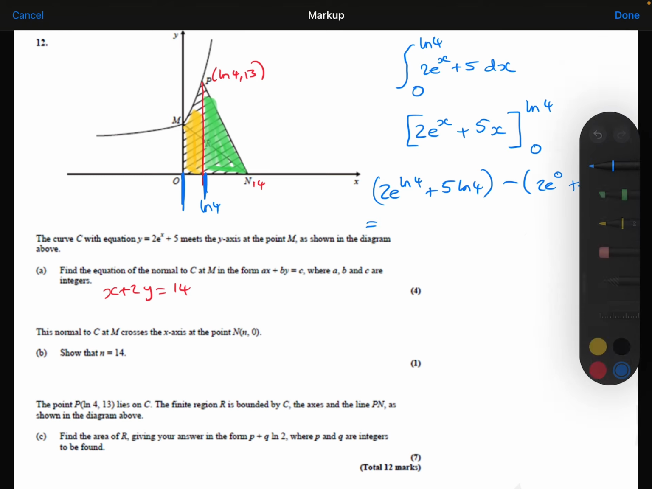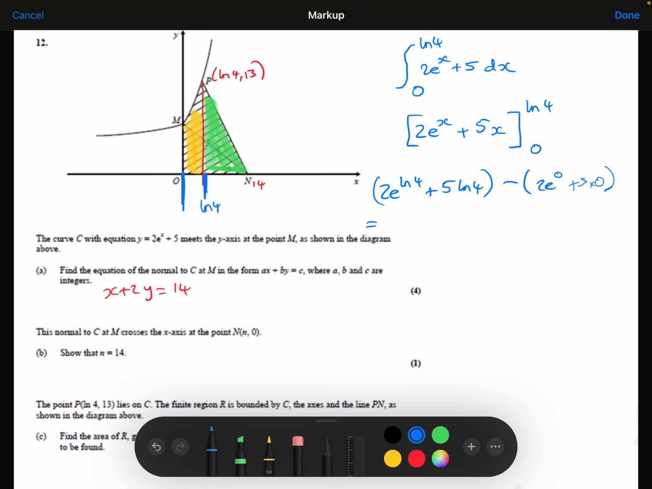The e to the ln 4 will simplify and just be 4. So we'll get 2 times 4 plus 5 ln 4. The 2e to the power 0 will be 2. So we've then got 8 minus the 2 is 6 plus 5 ln 4. So this is the yellow area. That's the area under the curve, this area here.